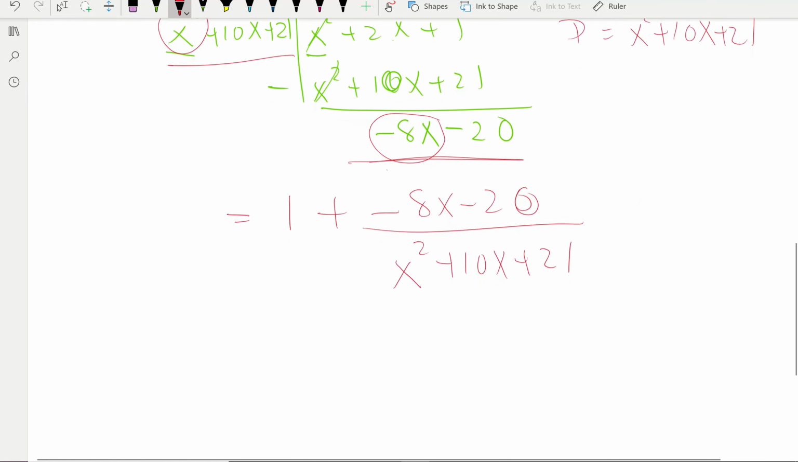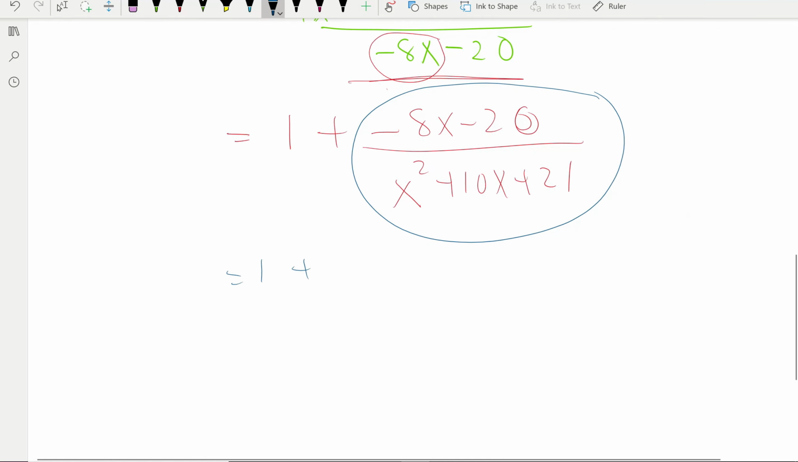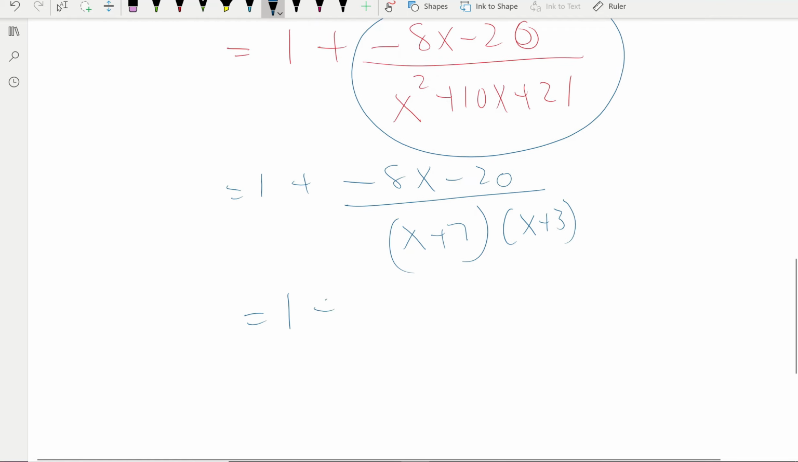Alright, so now here we have a case 1 scenario where the numerator has the polynomial with lowest degree. So we decompose that. So 1 plus, factor the denominator. So denominator is going to be (x plus 7)(x plus 3) if you factor. I did that fast. So we have distinct linear factors. So 1 plus a over x plus 7 plus b over x plus 3.